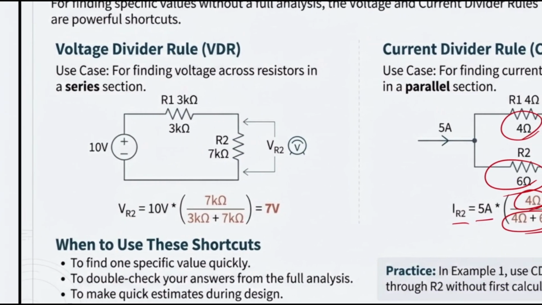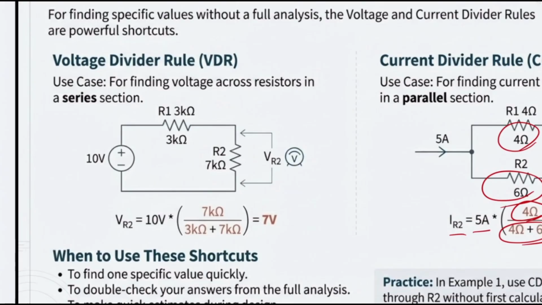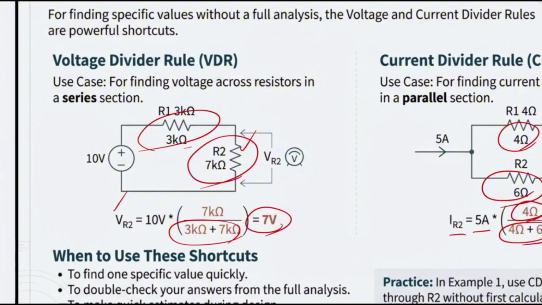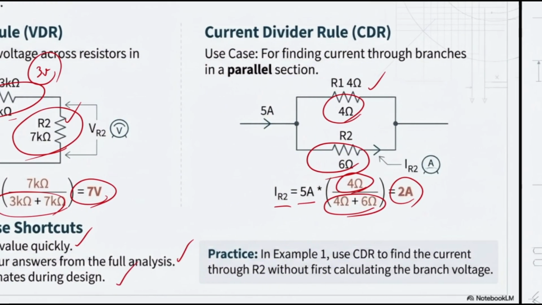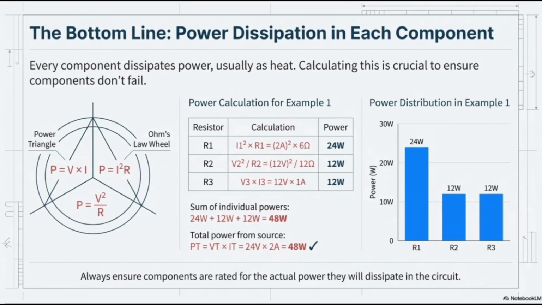Another thing that we know about the voltage divider means that instead of just finding the current for the total branch and trying to find the voltage for each of them individually, we can find them directly. VR2 would be what? It would be 10 volt times the resistance that I like, which is this guy, divided by the addition of those. It would be 7 volt, and obviously based on KVL, I know for a fact that this guy is going to share the 3 volt. You are going to use these kinds of shortcuts in order to find a specific value fast without finding other values. To double check your answers, that would be so useful, and to make quick estimations during the design of what is going on.